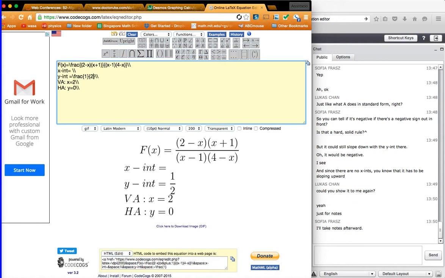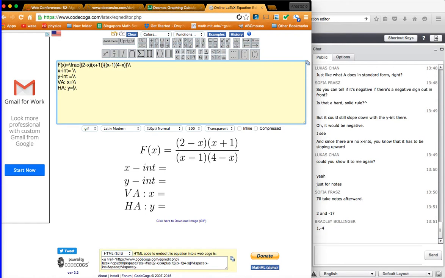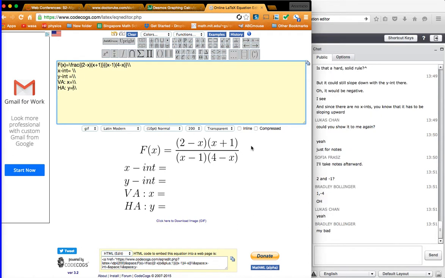All right. Let's get all this information right off the bat. Where are the x-intercepts? There's 2 of them. Negative 1 and positive 2. The x-intercepts, and remember, Bradley, I told you guys that the x-intercepts come from the numerator, right?